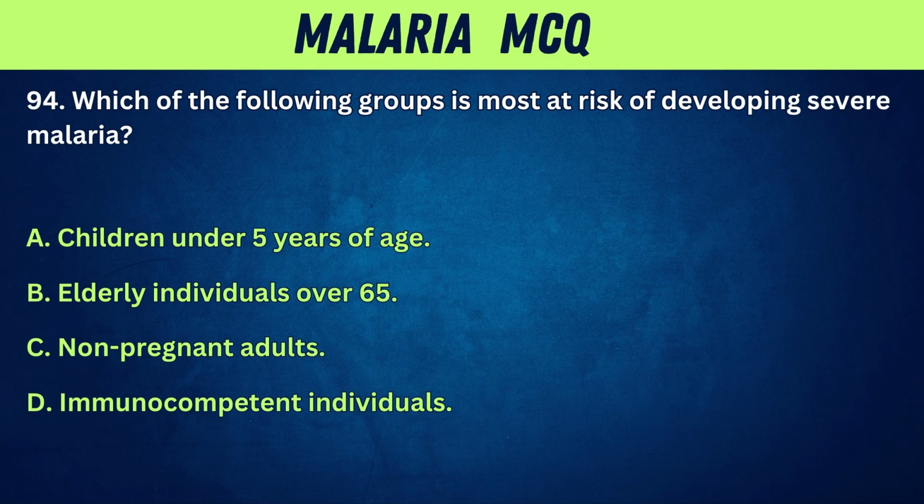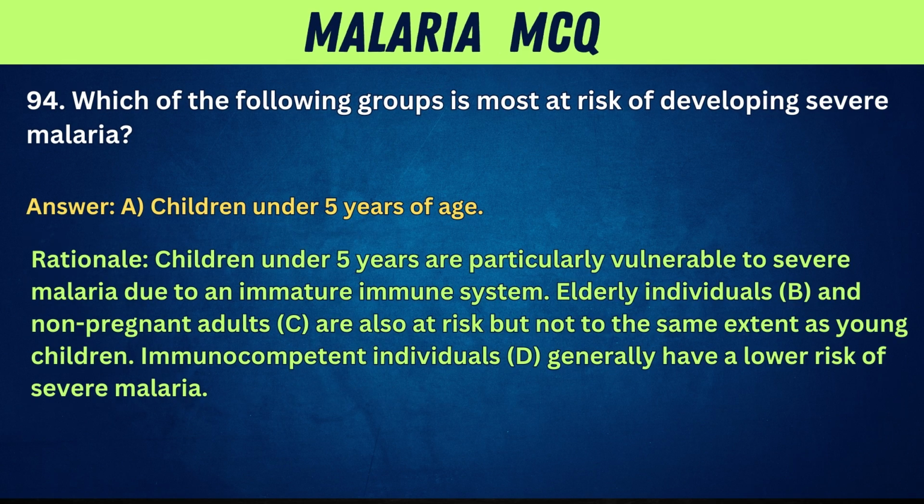94. Which of the following groups is most at risk of developing severe malaria? A. Children under 5 years of age. B. Elderly individuals over 65. C. Non-pregnant adults. D. Immunocompetent individuals. Answer: A. Children under 5 years of age. Rationale: children under 5 years are particularly vulnerable to severe malaria due to an immature immune system. Elderly individuals, B, and non-pregnant adults, C, are also at risk, but not to the same extent as young children. Immunocompetent individuals, D, generally have a lower risk of severe malaria.